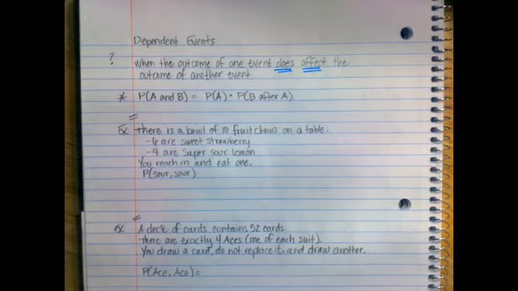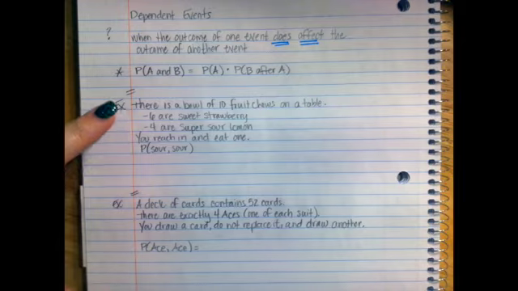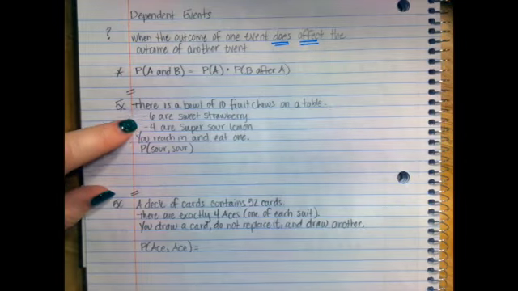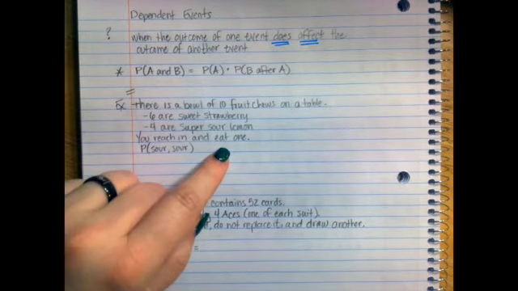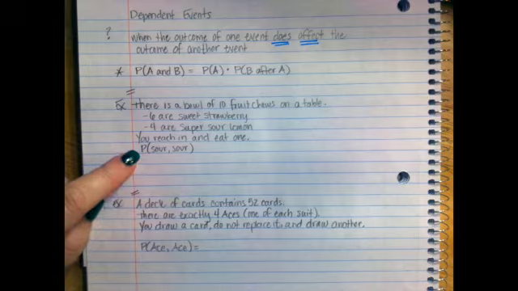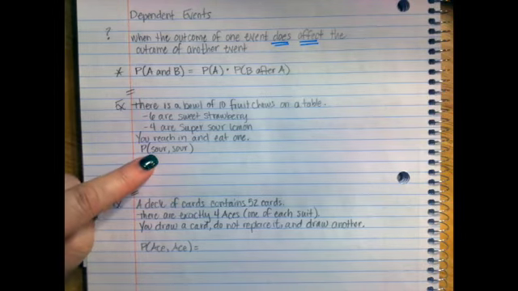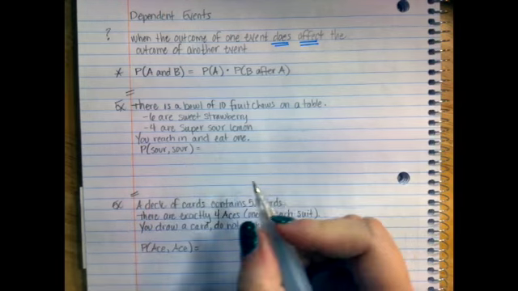All right, so how does that work? Well, there is a bowl of 10 fruit chews on a plate. 6 are sweet strawberry, 4 are super sour lemon. You reach in and you eat one. That means that you can't put it back. So you keep it because you've eaten it. What is the probability of eating a sour followed by another sour? All right, so let's see how that works.